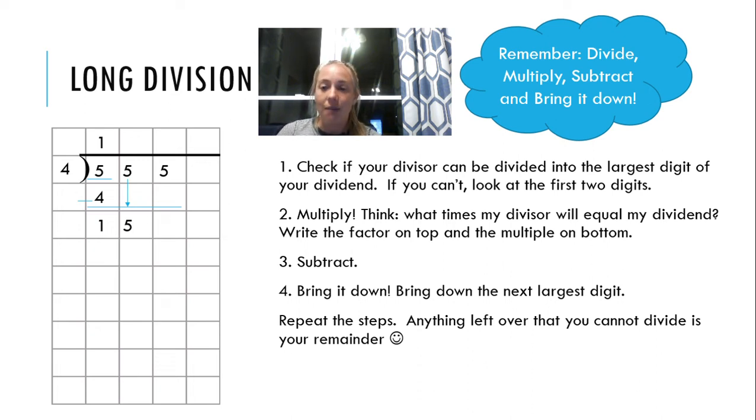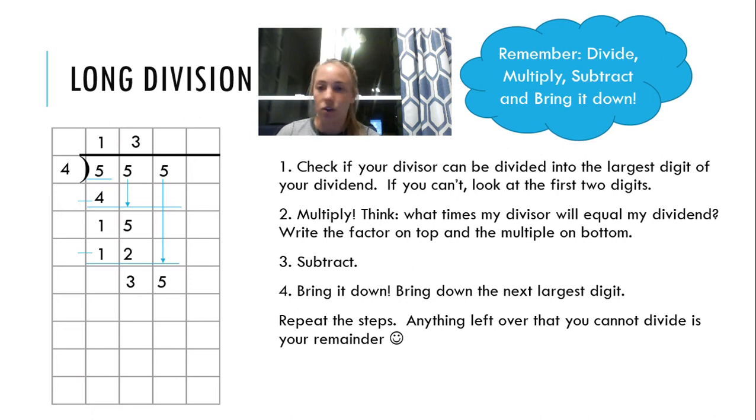So I need to look at my step 1. I need to check if I can divide. So 15 divided by 4. Can I do that? Yes, I can, because 4 is smaller than 15. Step 2, multiply. What times my divisor gets me close to 15? So 4 times what gets me close to 15? 4 times 3 gets me close to 15. 4 times 3 is 12. So I write that 12 on bottom. Remember, factor first. It goes on top. Your multiple goes on bottom. Step 3, I can subtract, and I do 15 minus 12 equals 3. Step 4, bring it down. I bring down that 5.